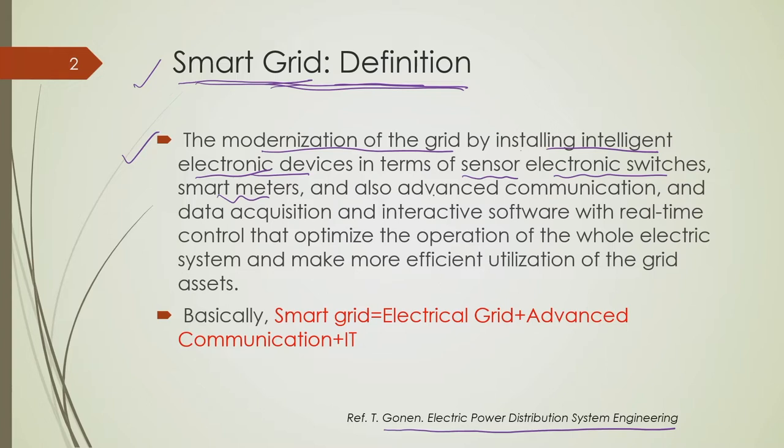And another way of modernizing the grid is by using advanced communication systems and data acquisition systems, also with the help of interactive software and real time control, so that we can optimize the operation of the whole electrical system and make more efficient utilization of the grid assets. All this wording is very important, so that is why I quoted word to word from this Gonen book.